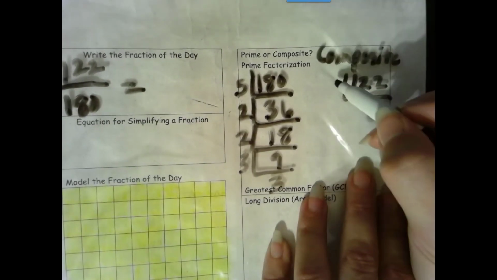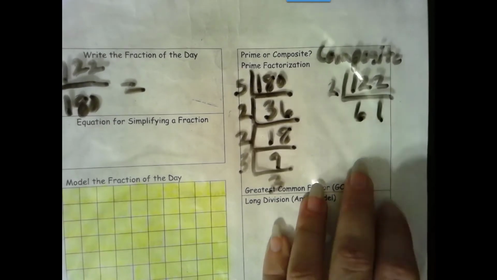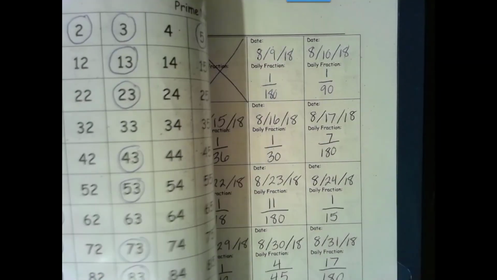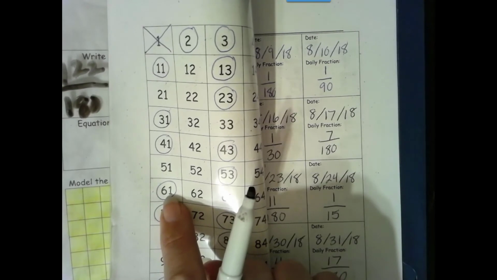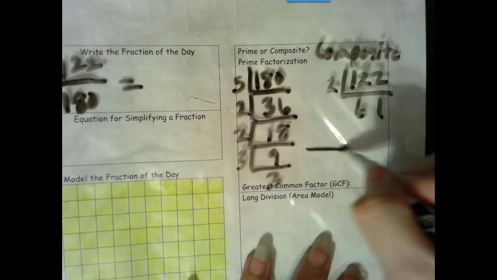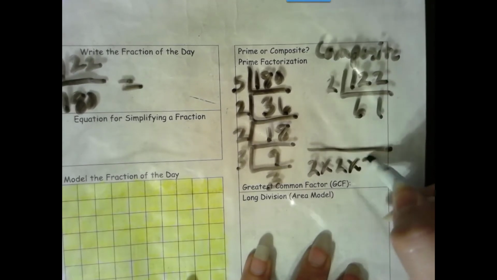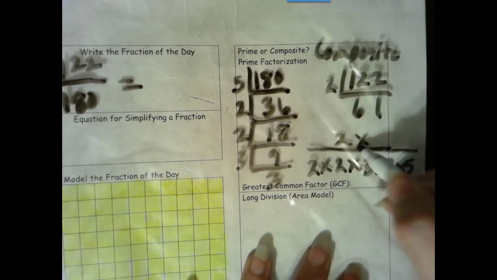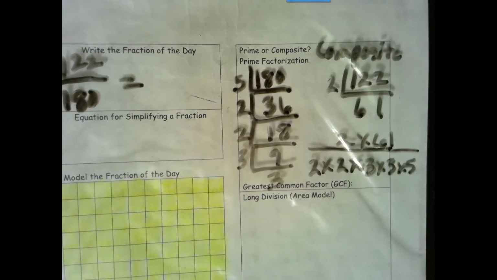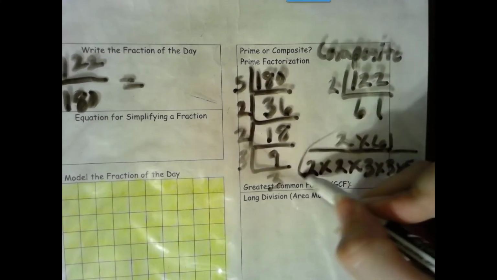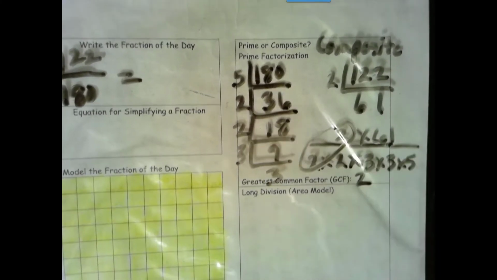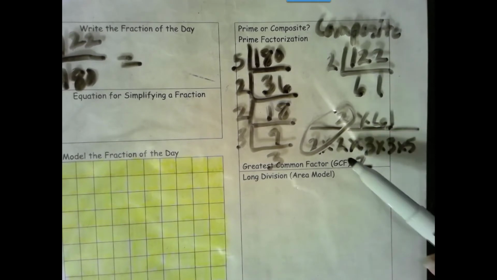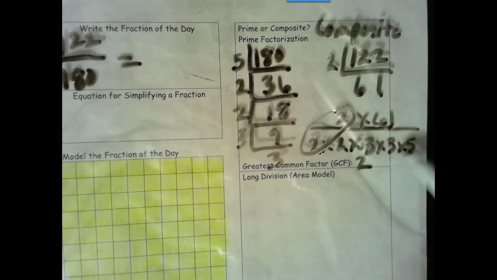Here, 122 is even, so I get 61. And 61 is prime. So I am done. Let's go ahead and get down our prime factorization from least to greatest. 2 times 2 times 3 times 3 times 5. And 2 times 61. So what do we have in common? It looks like we have a 2. We're left with 61 in the numerator. 2 times 3 is 6 times 3 is 18 times 5 is 90 in the denominator.